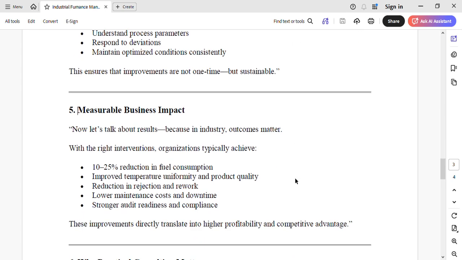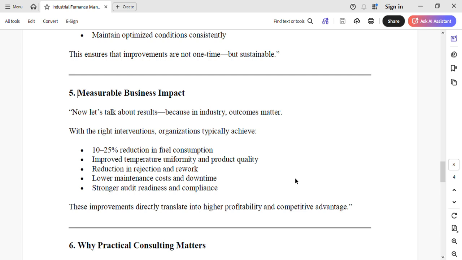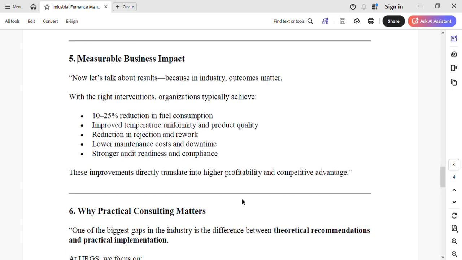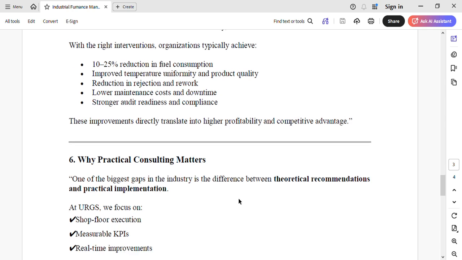Measurable business impacts. Now let us talk about results because in industry outcomes matter. With the right intervention, organizations typically achieve 10 to 25% reduction in fuel consumption, improved temperature uniformity and product quality, reduction in rejection and rework, lower maintenance cost and downtime, stronger audit readiness and compliance. These improvements directly translate into higher profitability and competitive advantage. Why practical consulting matters?